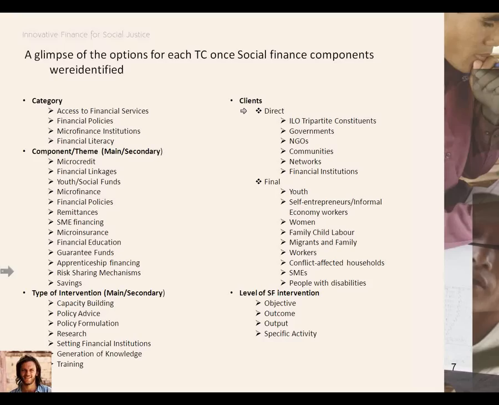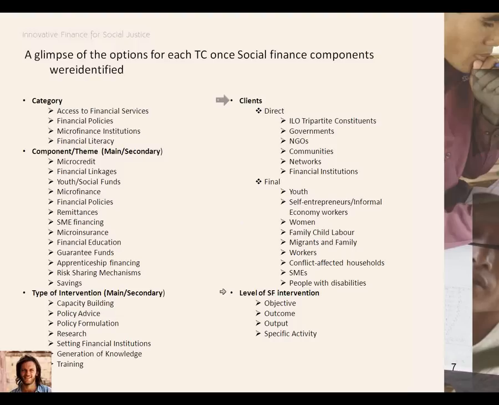So, once a technical cooperation was identified to contain a social finance component, what I needed to do was to categorize the information that was found. And that meant each technical cooperation, I needed to decide which category of intervention it was, which component or theme of intervention, which was the type of intervention, and which were the clients this technical cooperation was aimed to. This involved direct clients and final clients, and last, the level of social finance intervention. Don't worry about all these variables, because we will go through them through the quantitative results.